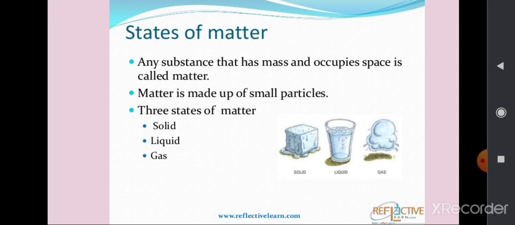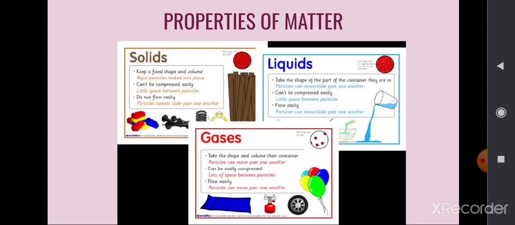Now, states of matter. Matter exists in three states: solid, liquid, and gas. Now, let us study the properties of matter. Solid: you must have observed that things like table, book, and ball have a definite shape. Solids have a definite shape and definite volume. They occupy a definite space.